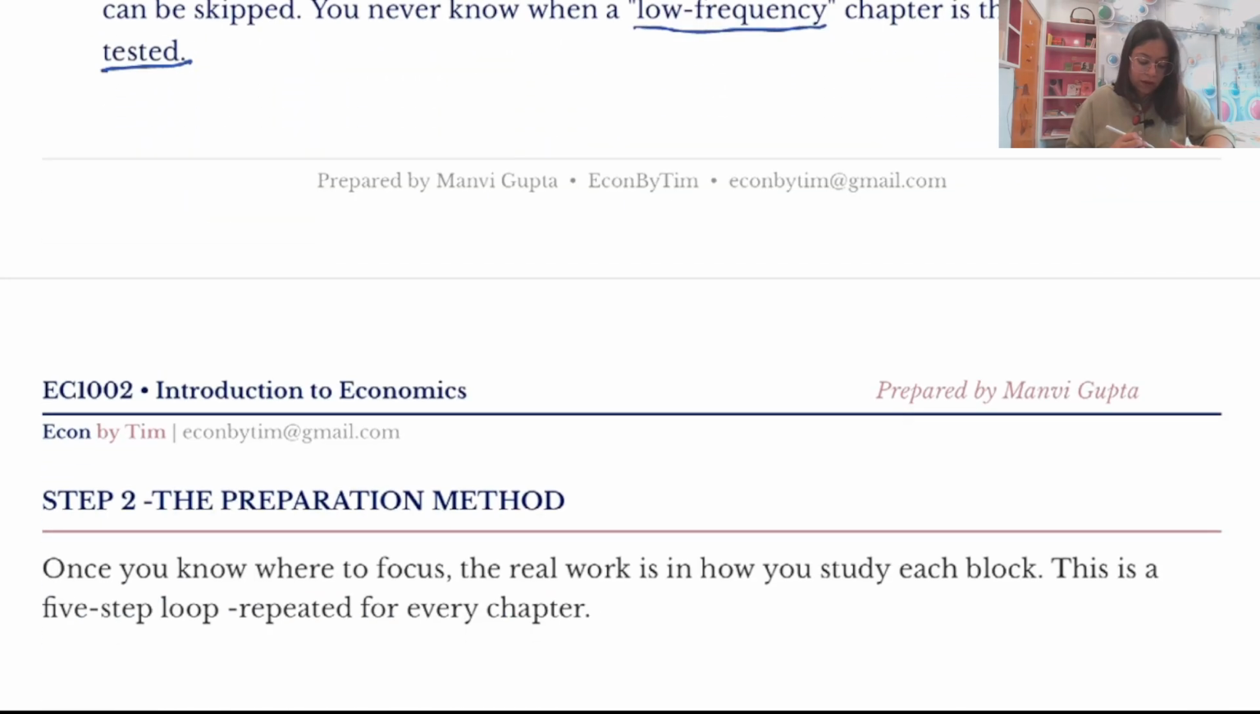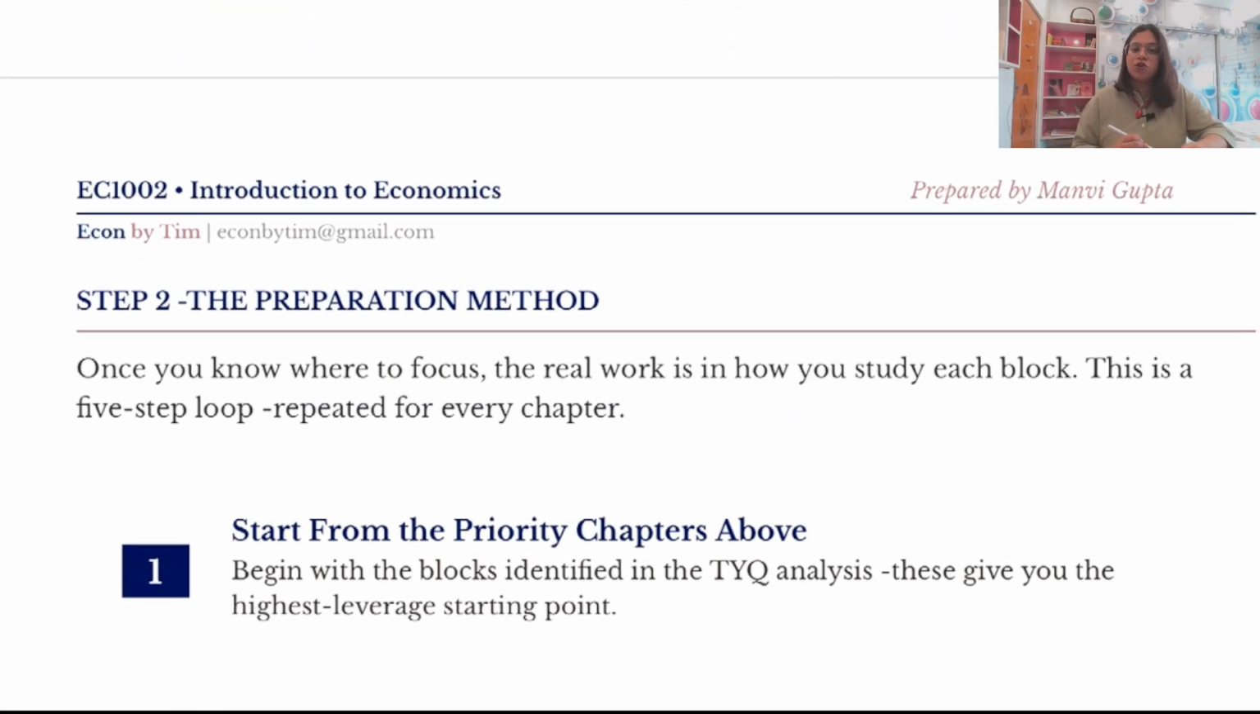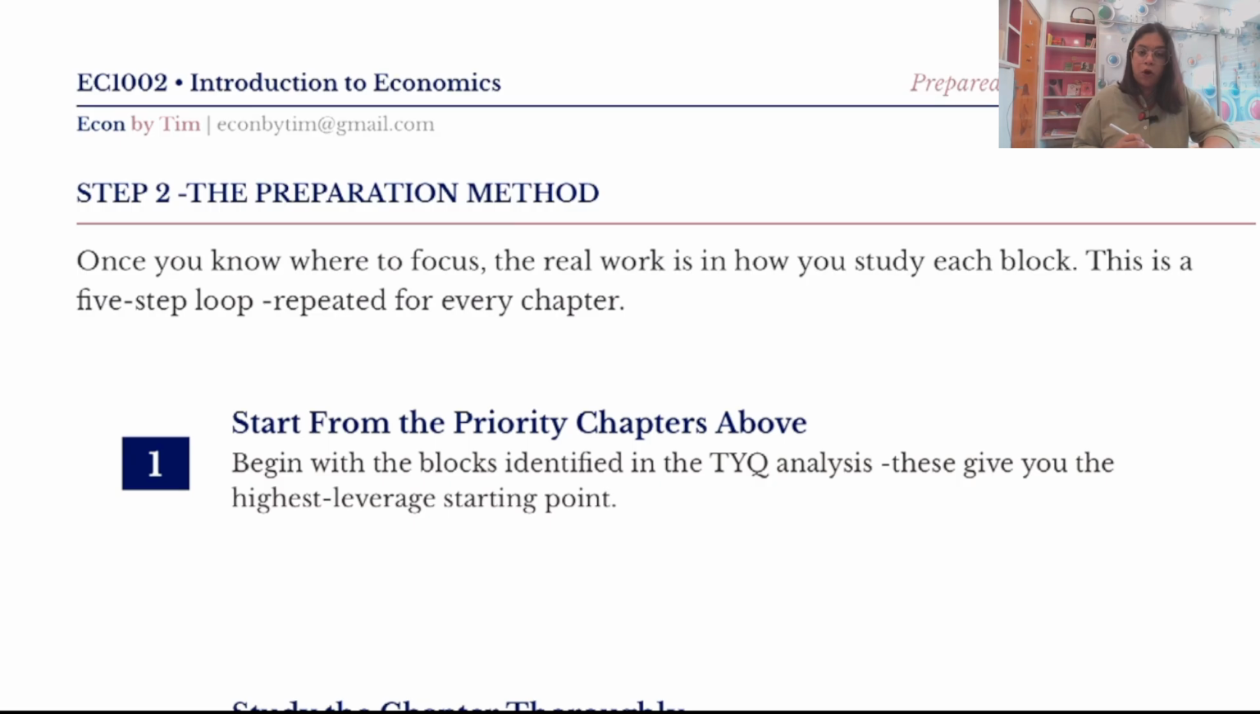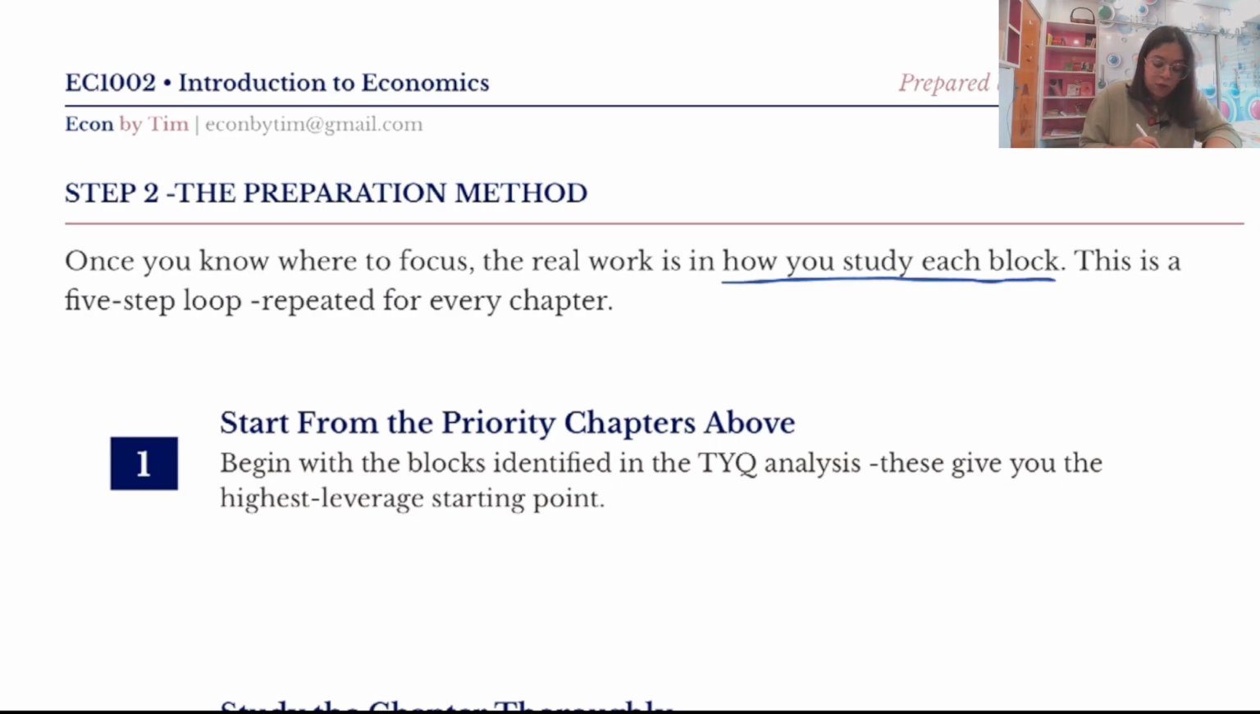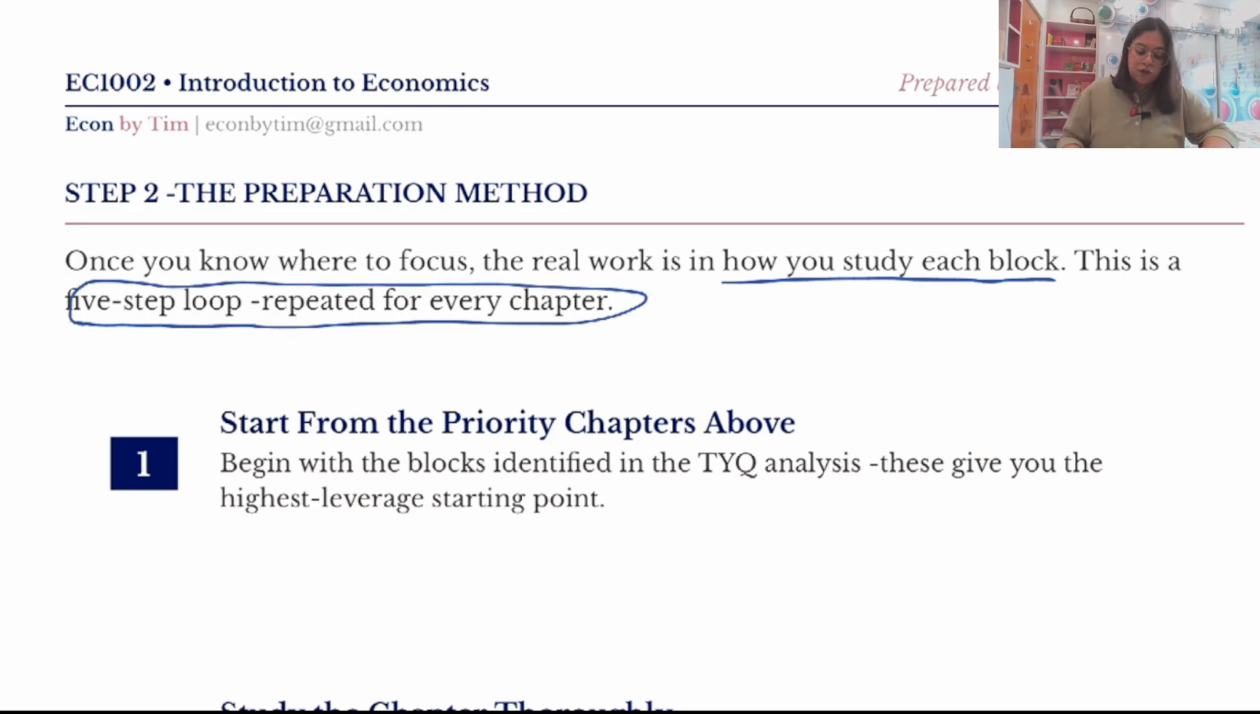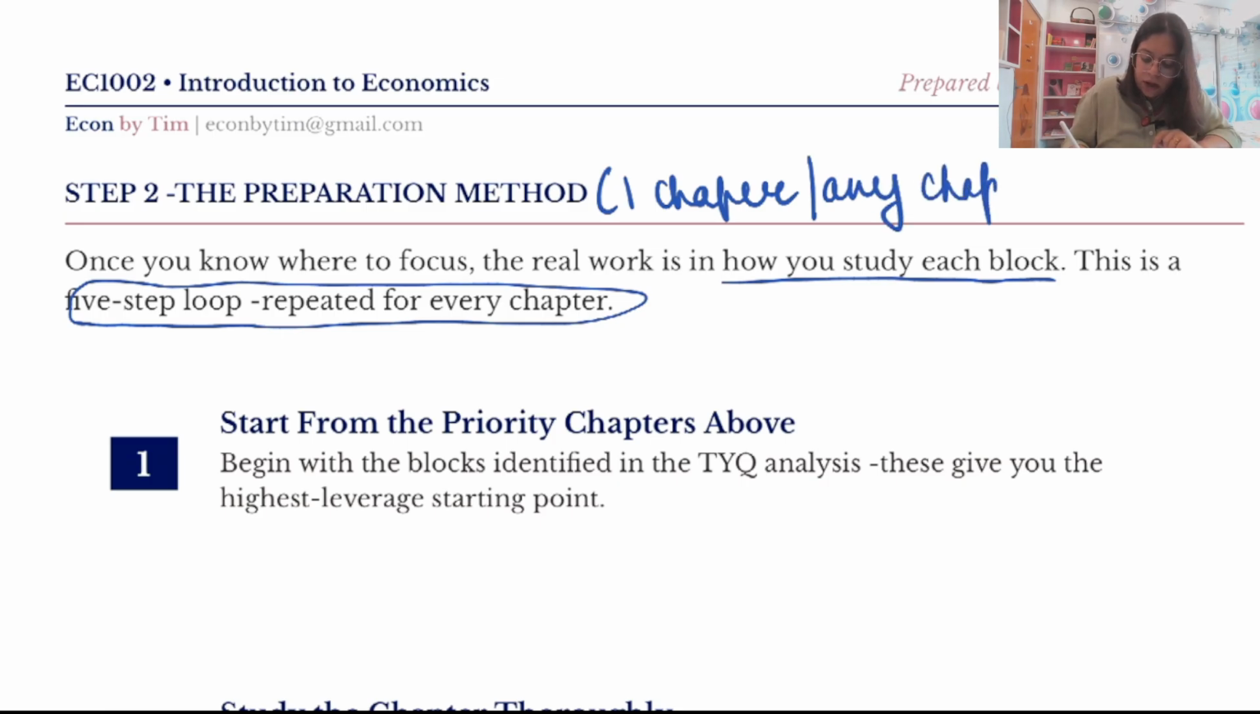Okay. So what is step 2 of the preparation method? Once you know the priority box, the real work is in how you study each block. That is a 5-step loop which you repeat for every chapter. What does it mean? So this step 2 is made for one chapter or any chapter, not the first chapter, guys, any chapter, and you have to keep repeating it across chapters.